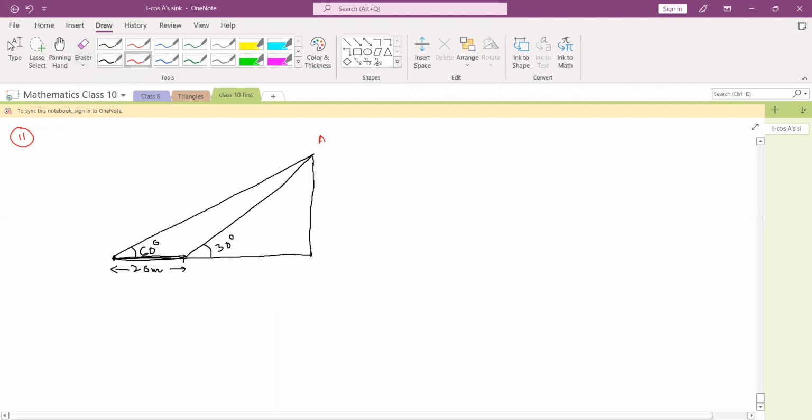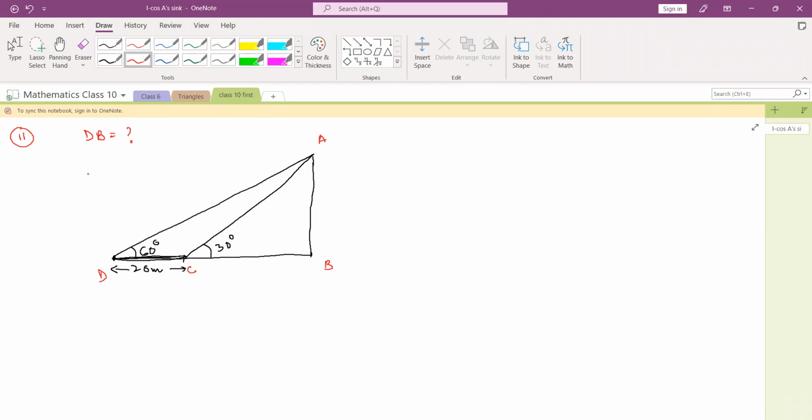Right, let me give it the name AB. This point is C, this point is D. So you have to find the width of the canal. That means DB you want to find. I mean, the figure is 30 degrees. It's different, like they have given a figure. Oh, I have written it wrong, I think. Just a minute.